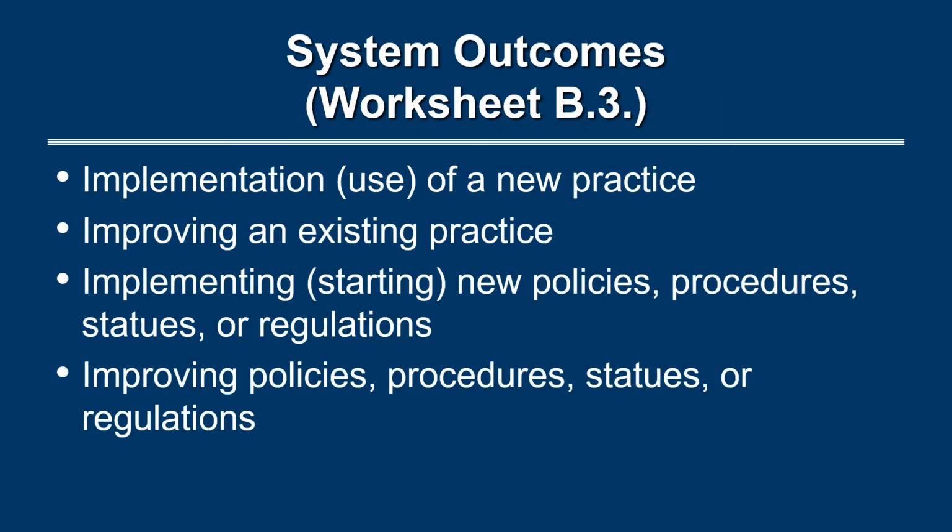Next, we'll talk about system outcomes. This is section B4 of the worksheet. If you're creating or improving a practice or trying to change any systems or rules, then you will have system outcomes. Some types of system outcomes include using a new practice, improving an existing practice, and starting or improving policies, procedures, statutes, or regulations. A common way of measuring these system outcomes is the number of things that are being implemented or improved.